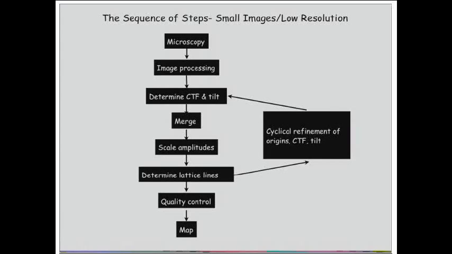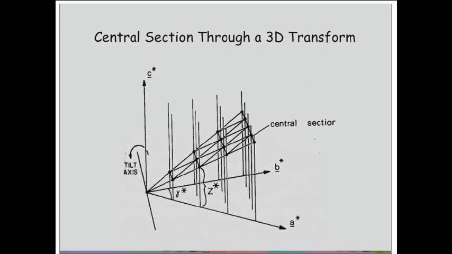Once we know what the Z star values are, then we can merge all the data from different images together. When we do that, we need to scale the amplitudes. Each image will have amplitudes on a different scale, so we need to scale them all together. Once we've done that, then we can start to estimate the variation in amplitude and phase as we travel along these individual lattice lines.